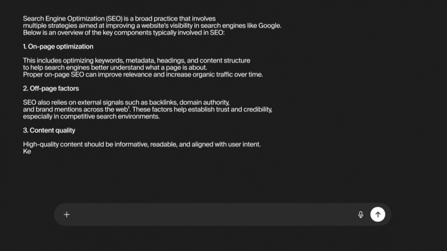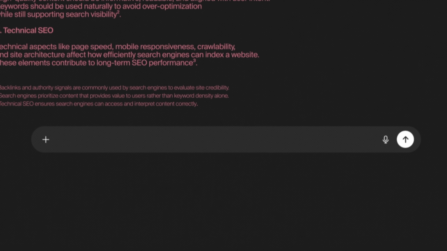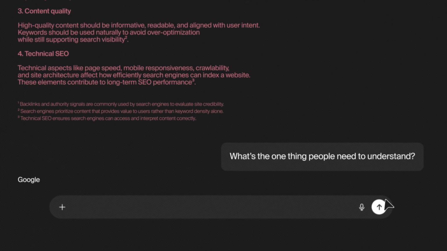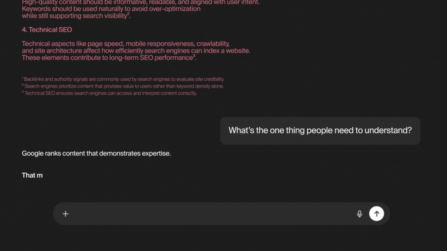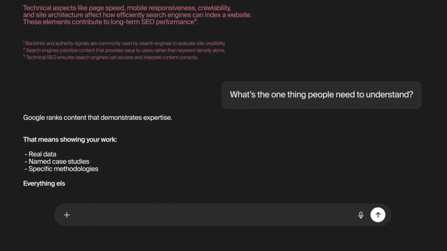Chisel is the opposite of spread. Now we cut away everything that doesn't serve the core point. AI gives you 4 paragraphs about SEO. Then you chisel. Cut this to the essential insight. What's the one thing people need to understand? And the result? Google ranks content that demonstrates expertise. That means showing your work, real data, named case studies, specific methodologies. Everything else is decoration. You should have ruthless clarity, but this is not the same as dumbing things down. There's absolutely a difference.